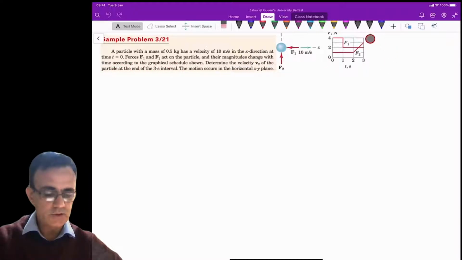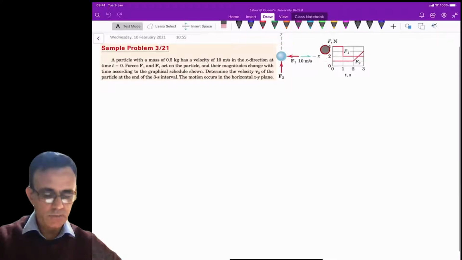So this is the graphical schedule according to which these forces are changing with respect to time. These forces are on the y axis and time is on the x axis. F1 is changing this way and F2 is changing this way. So determine the velocity v2 of the particle at the end of the 3-second interval.